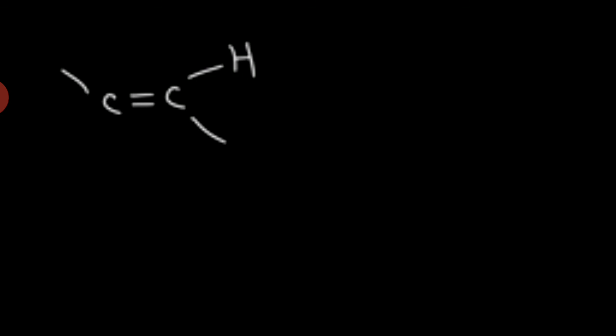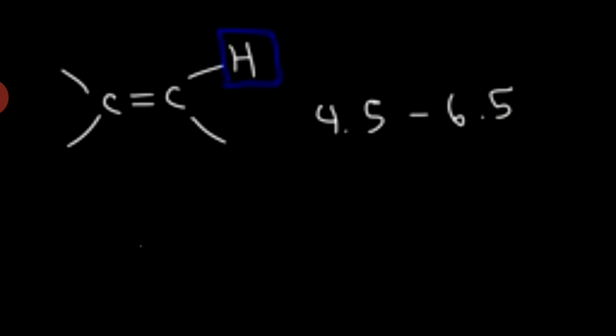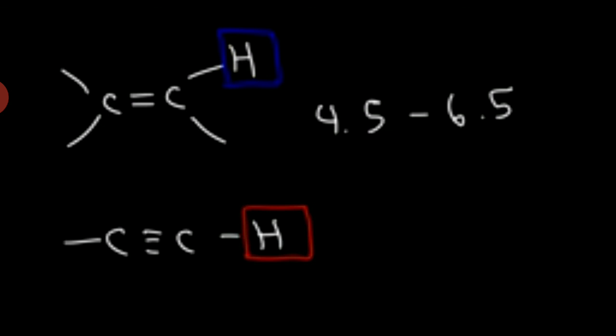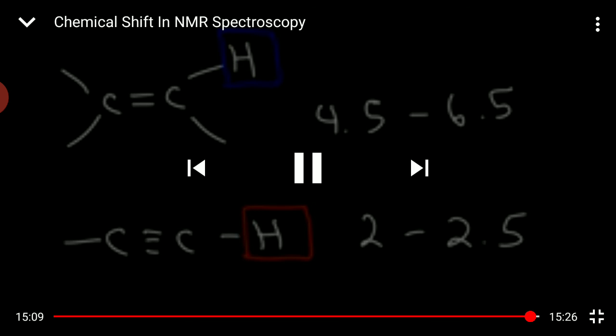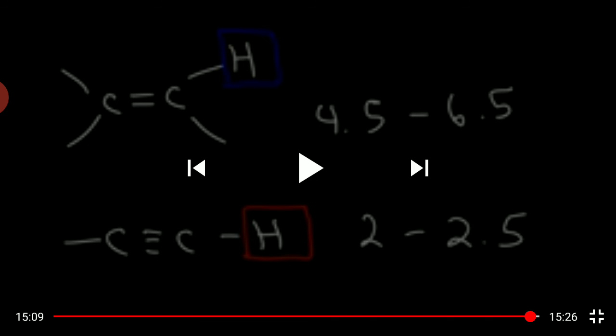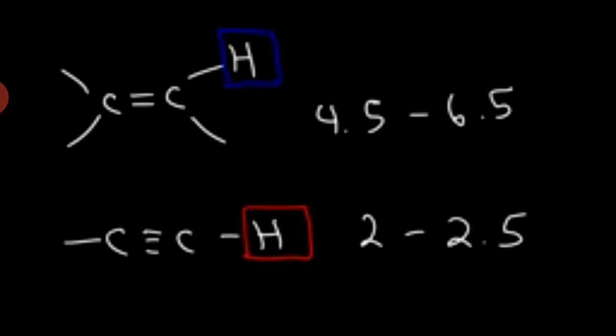Now let us consider this example. When you have a proton attached to a carbon which has a double bond, it will appear near about 4.5 to 6.5 ppm, and for the proton which is attached to a carbon with a triple bond, it will appear near about 2 to 2.5. So these are some of the rough estimates of the chemical shifts.